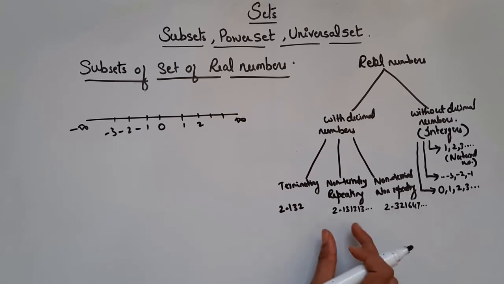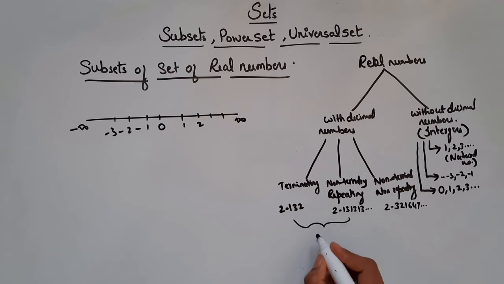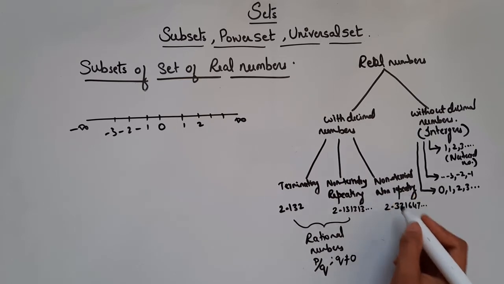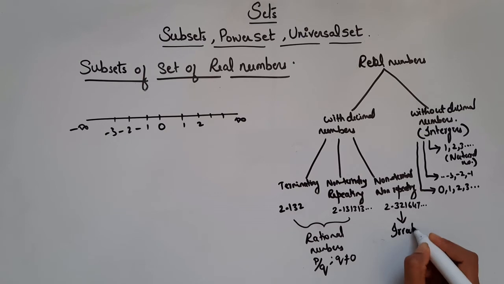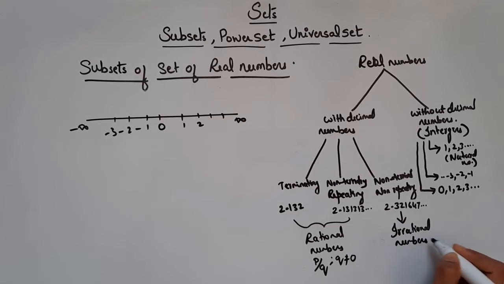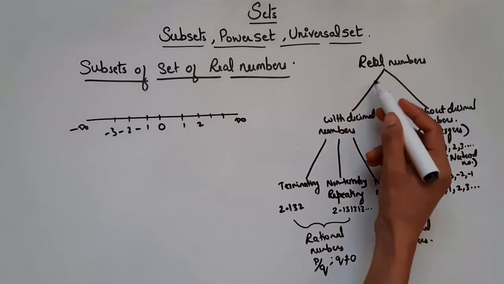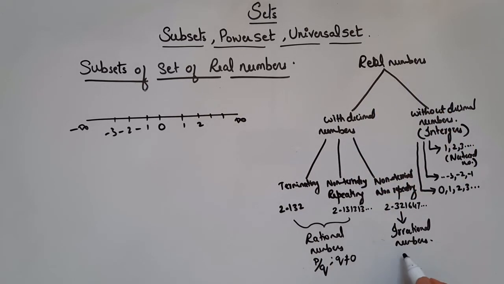So terminating and non-terminating repeating are nothing but your rational numbers, which you can write in the form of P by Q, where Q is not equal to 0. And non-terminating non-repeating numbers are nothing but your irrational numbers. So therefore we can say real numbers include rational numbers, irrational numbers and integers.